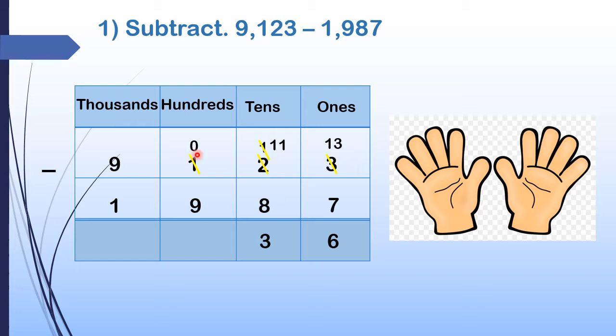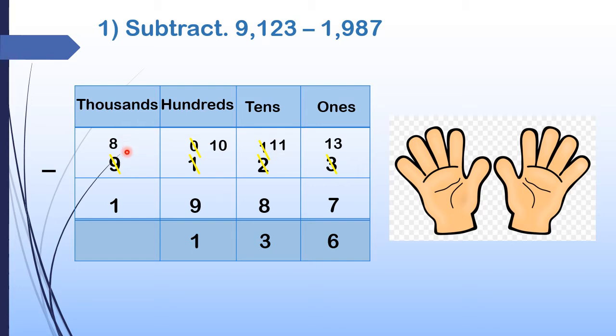Now we move on to the next column, 0 minus 9. Can we subtract 9 from 0? So we have to borrow from the previous number. So here the previous digit is 9. Now 9 becomes 8 because 9 gives 1 to the next digit. So here 0 becomes 10. So 10 plus 0 is 10. Now 10 minus 9. What is 10 minus 9? It's 1.